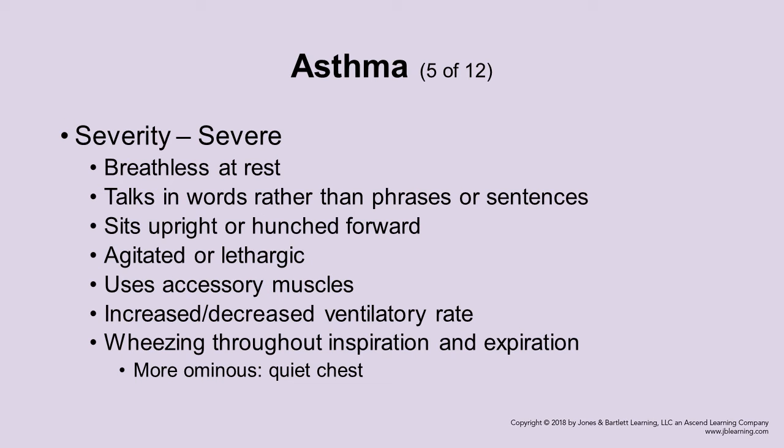In severe asthma, these patients often become severely breathless at rest, unable to speak at all. They prefer to sit upright or in this hunched forward or tripoding position we mentioned earlier. They may become very agitated or even lethargic if they're retaining carbon dioxide or having difficulty getting oxygen. They certainly will be using more accessory muscles, and they can have either a very increased respiratory rate or, more ominously, a decreased respiratory rate with long, deep, slow breaths and difficulty getting air out.